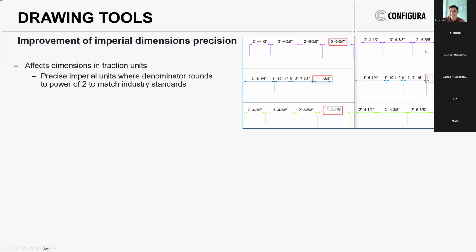So it will round up to the nearest power of 2. Because on the left, 7 is not a power of 2, it is not divisible by 2, whereas 4 is 2 to the power of 2. Same goes for the other 2 chain dimensions. On the left, this is 2/9, but on the right, it is 1/4. Now they are all of the same length. I've not made a change in length, and in the new CET, it should round up to the nearest power of 2 denominator. And again, this only affects dimensions in fraction units.